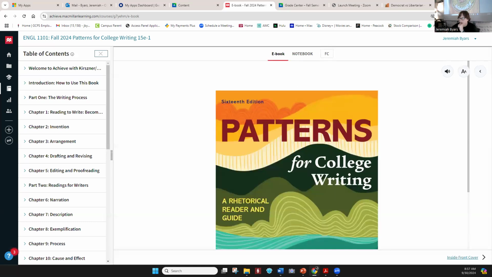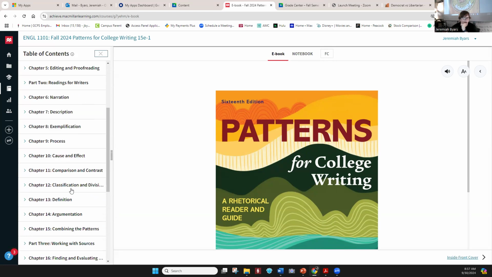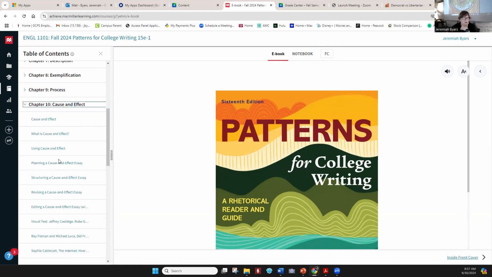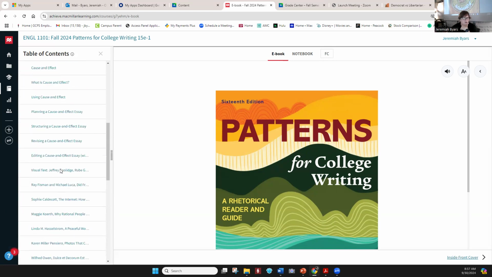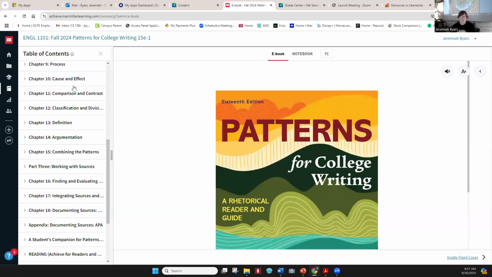All right, great. So the first thing I'm gonna have you read. Again, if you want to read, look, cause and effect, chapter 10, comparison contrast, classification division. Read as much as you want. You can read all this, or you can just read cause and effect. The chapters on the specific types, those are really for you. You're not being tested over those. But you are going to have to be writing about the reading selections.